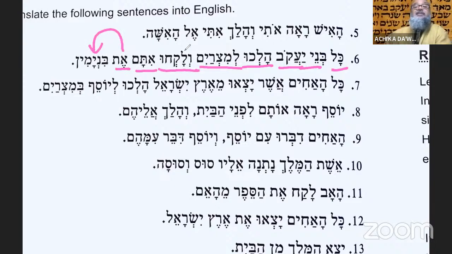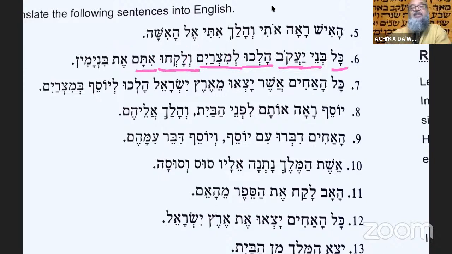You guys don't be intimidated. They're just letters and they're just words. Once you learn that these are prepositions and conjunctions and direct object markers, you're going to be fine. This is the semicolon right here. And this again, I think is a relative pronoun, if I'm not mistaken.